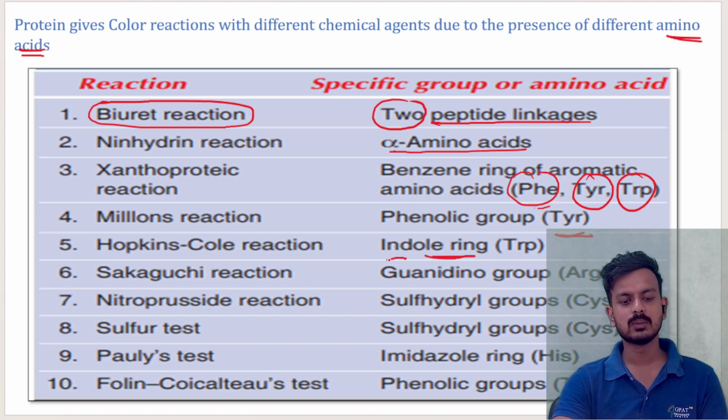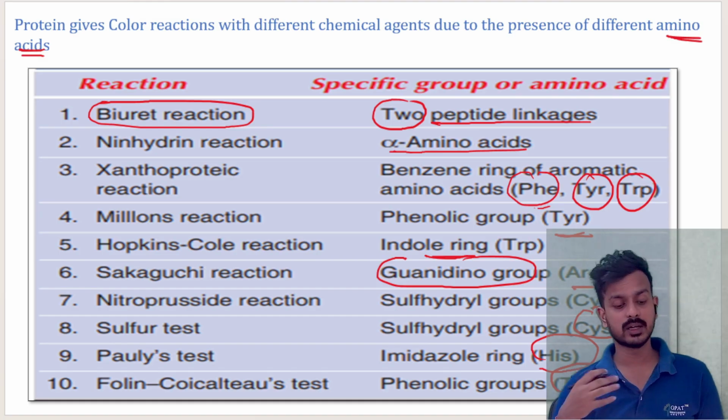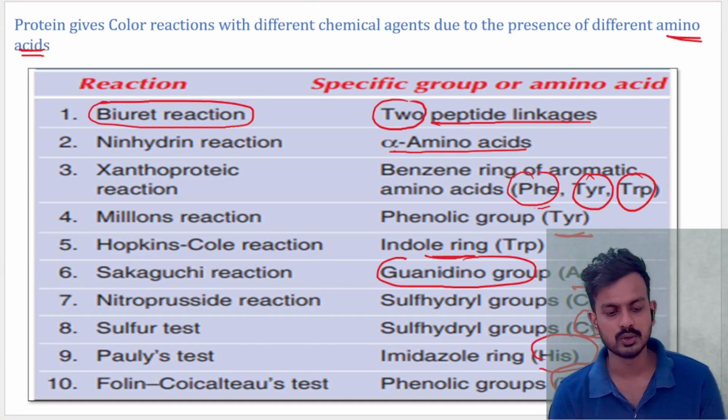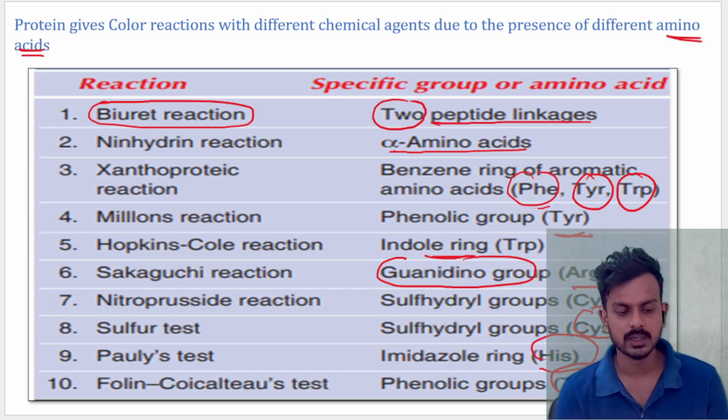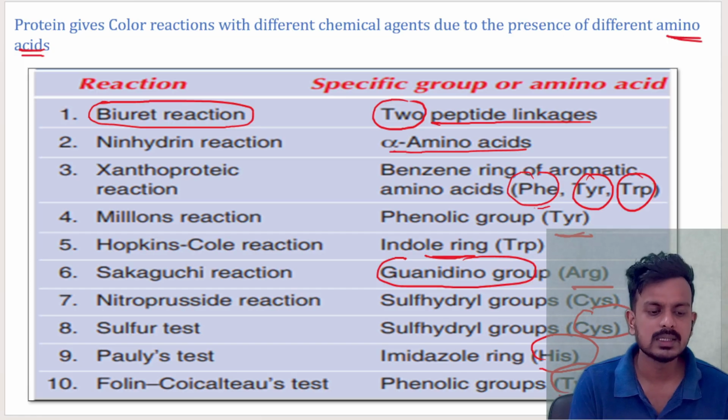Sakaguchi reaction, detection of the guanidino group present in arginine. Nitroprusside reaction and sulfur test for the detection of cysteine, the sulfhydryl group present in cysteine. Pauly's test for the imidazole ring present in histidine. Another test for the phenolic group present in tyrosine. So these are just an overview. I am showing you in tabular form so that you understand what we are going to discuss. Let's start discussing each and every point.